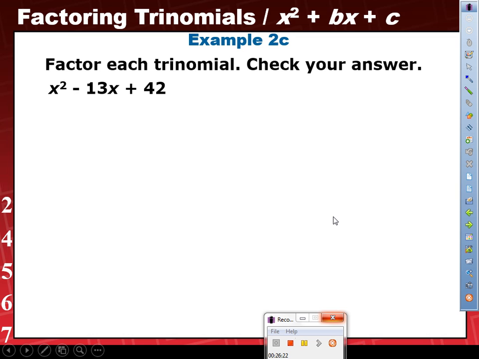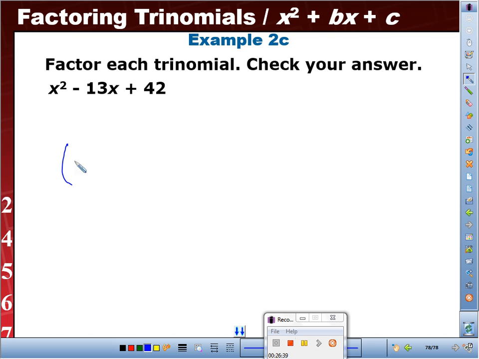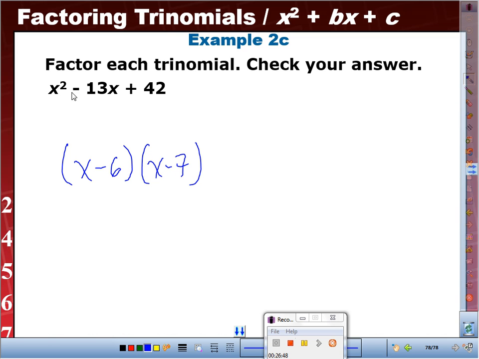See if you can go a little bit faster. 10 seconds. X squared minus 13x plus 42, go. Okay, what'd you get for this one, Carissa? X minus 6 times x minus 7. Hands, if you got that. That is correct. Okay, so now let's switch it a little bit. We started with the middle one being negative. Now I'm going to switch it so that the last one is a negative.